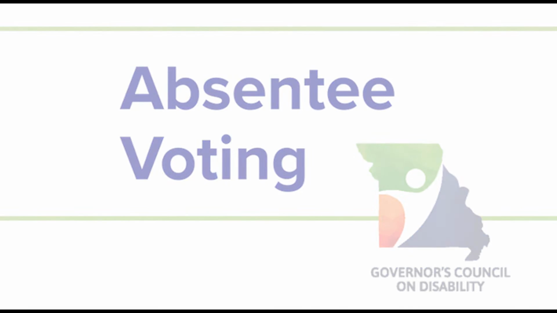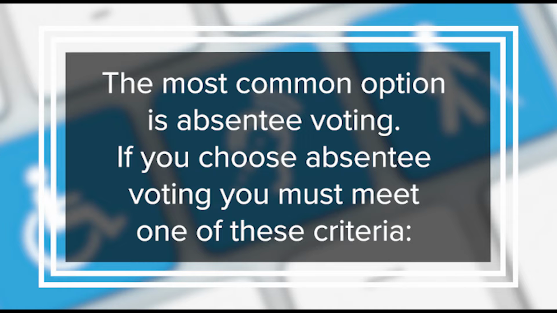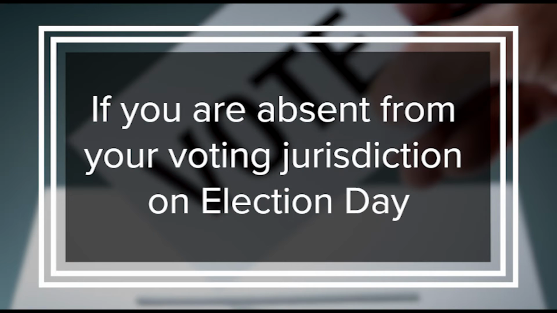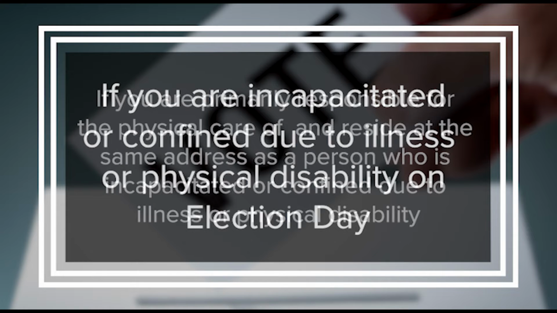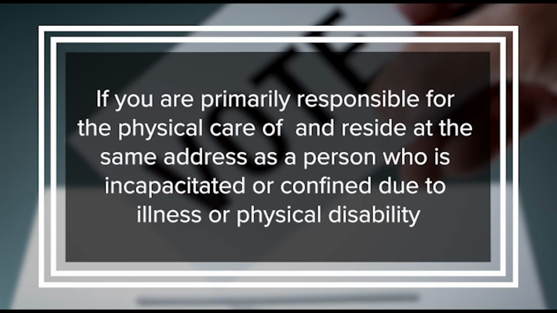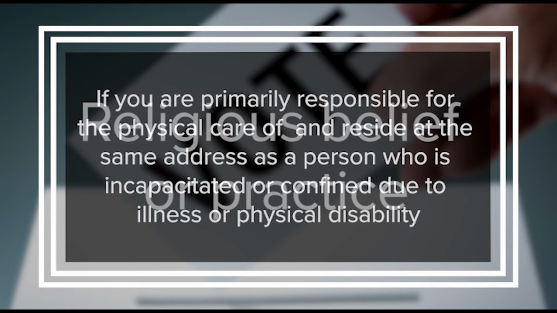Absentee voting. The most common option is absentee voting. If you choose absentee voting, you must meet one of these criteria. If you are absent from your voting jurisdiction on Election Day, if you are incapacitated or confined due to illness or physical disability on Election Day, if you are primarily responsible for the physical care of and reside at the same address as a person who is incapacitated or confined due to illness or physical disability.